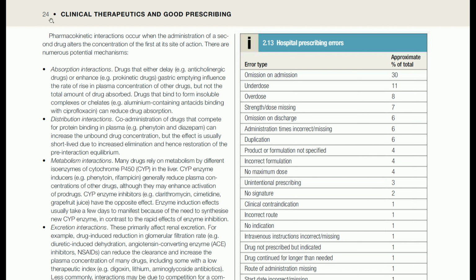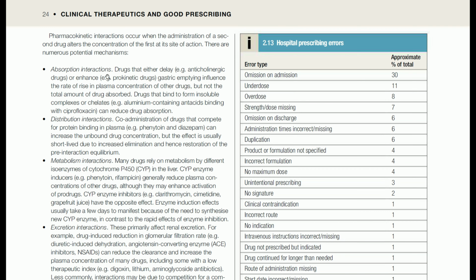Page 24. Clinical therapeutics and good prescribing. Pharmacokinetic interactions occur when the administration of a second drug alters the concentration of the first at its site of action. There are numerous potential mechanisms.